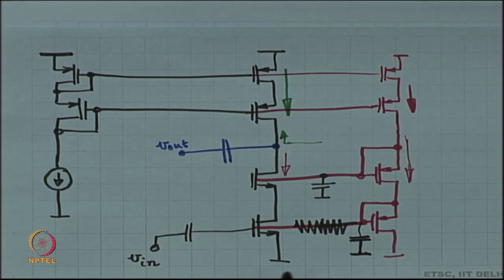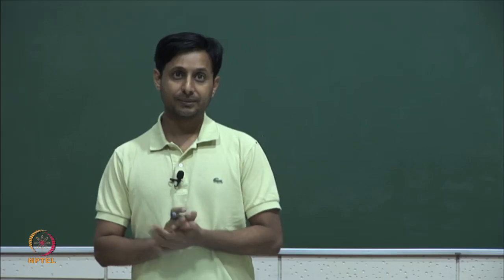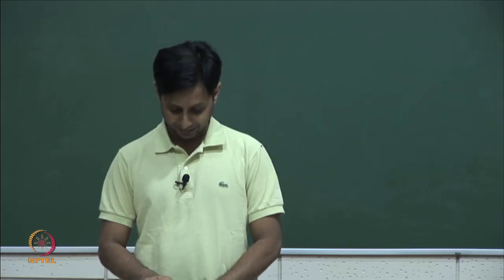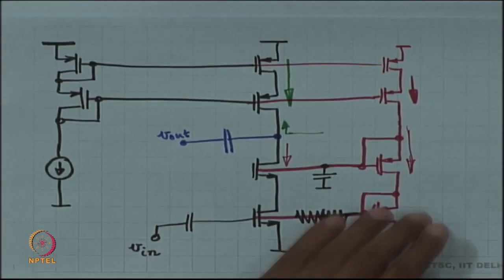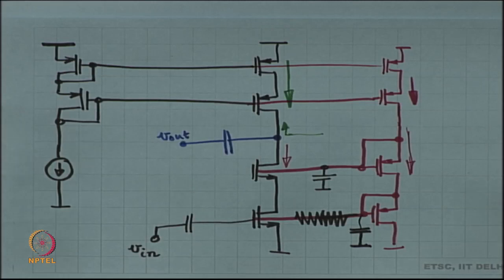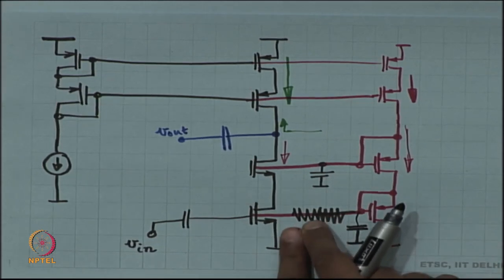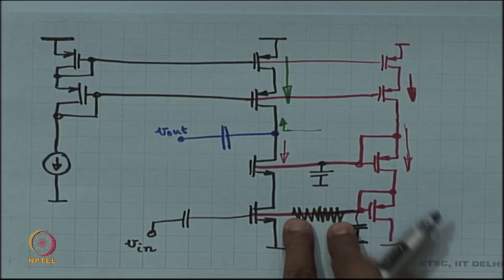Okay. And then I need to isolate the bias circuit from the signal circuit. All right. So, I have isolated the bias circuit from the signal circuit. This network should not become part of the small signal circuit, okay, it has nothing to do with it. So, therefore, I have isolated, I have disconnected it with a very large resistor, right.